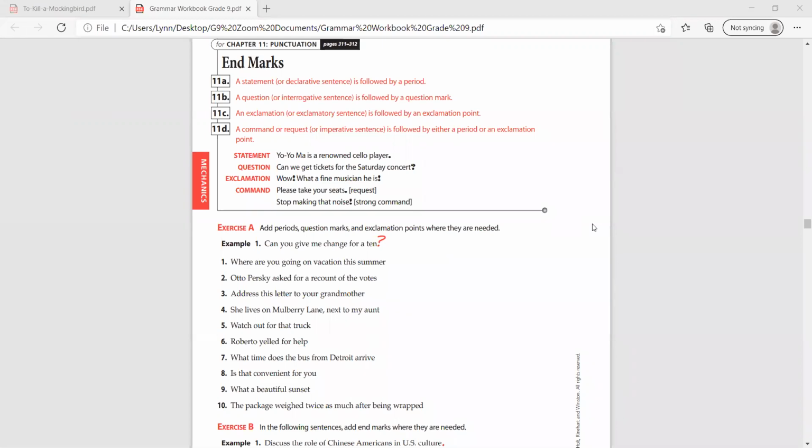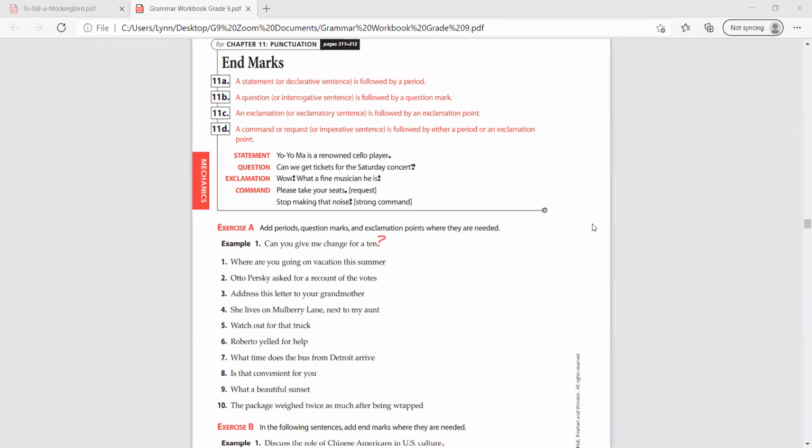Number 2, whose car is that? A question mark. Correct. We asked who owned that car, a period. Yes. Continue, please, Hannah.